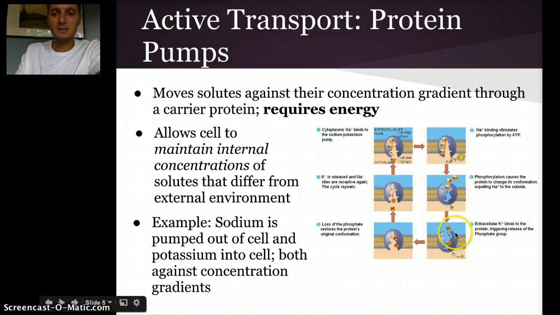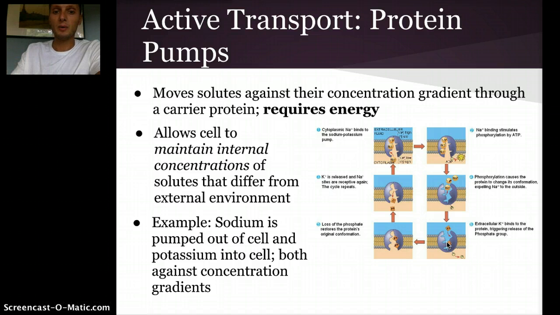And after that happens, potassium is able to bind to that carrier protein, and that portion releases the phosphate. When that phosphate's released, the carrier protein again changes its shape so that the potassium can be released inside the cell, and then basically the process continues. So what's happening here is we're using ATP, we're using energy, and that energy is driving the conformational change of the carrier protein, and it's allowing sodium to be pumped out of the cell and allows the potassium to be pumped into the cell.